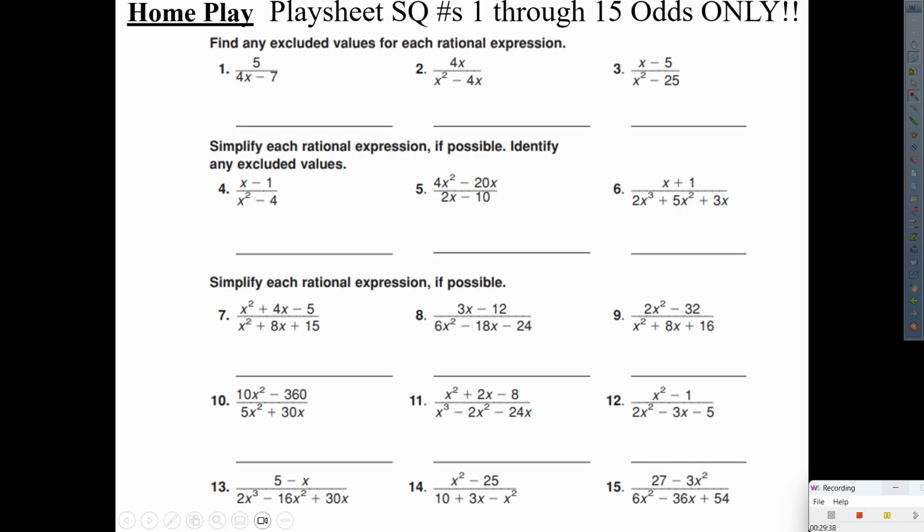So, let's get to work. Odd numbers. If you want to team up with your neighbor, that's fine. Those of you following on YouTube, just get some practice in.